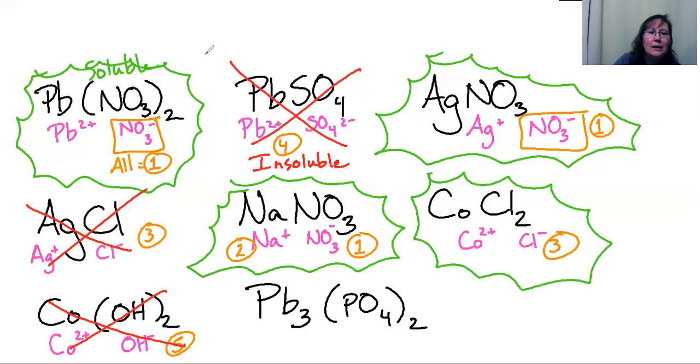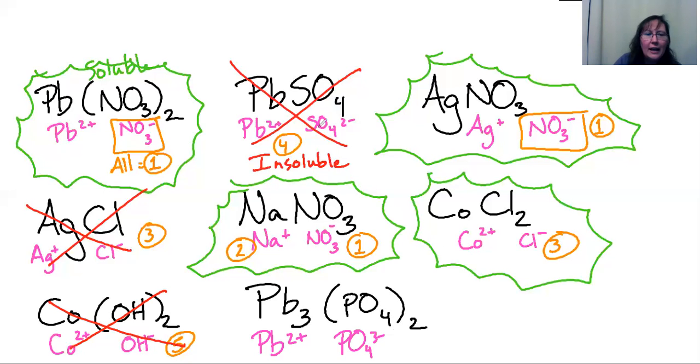All right, now our last but not least, we take a look here and we see Pb3(PO4)2, and this 2 down here means we are dealing with lead 2. This should be kind of an automatic red flag. Lead 2 is often insoluble. And here we have it with phosphate.